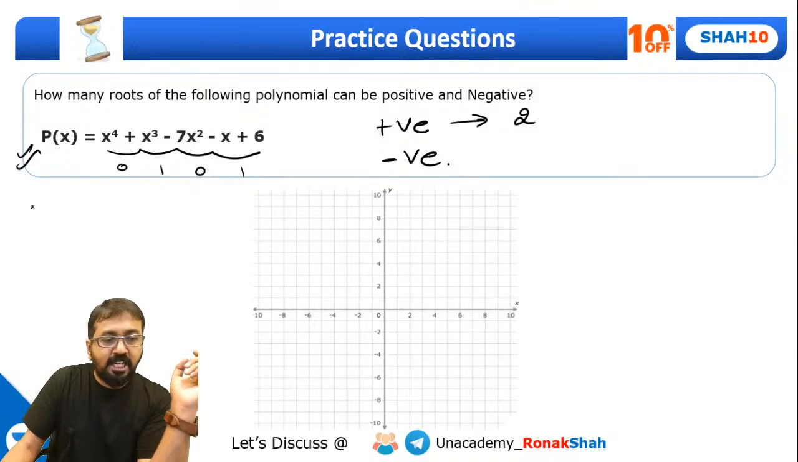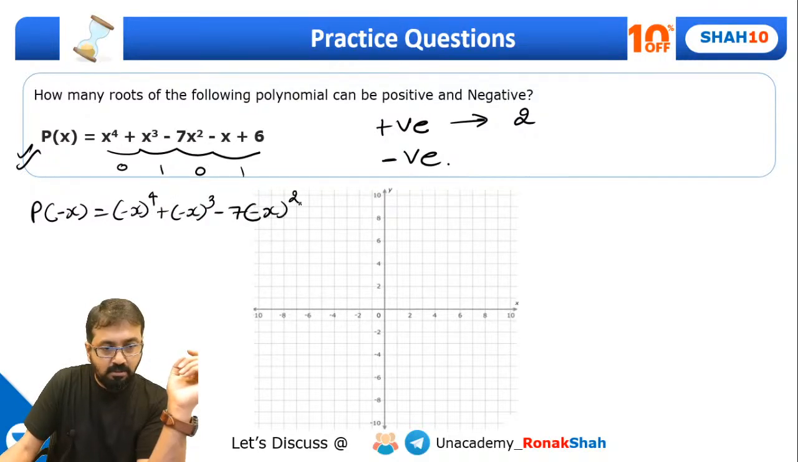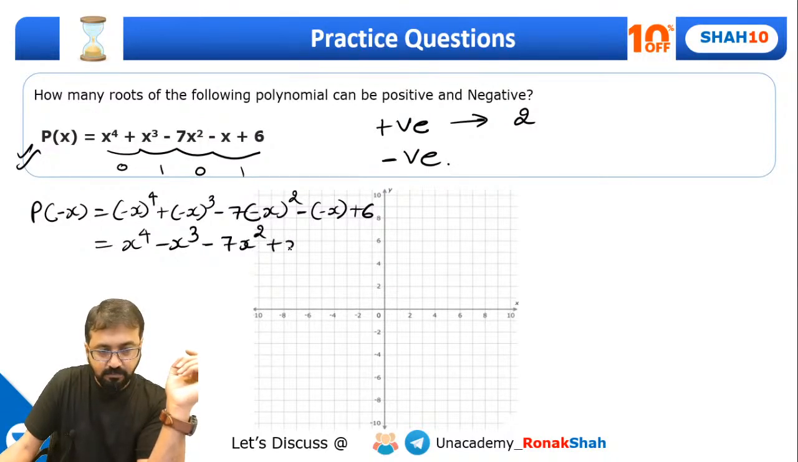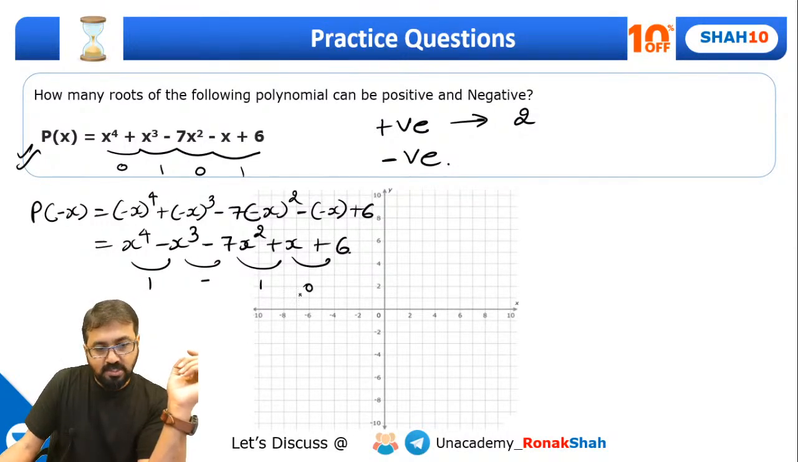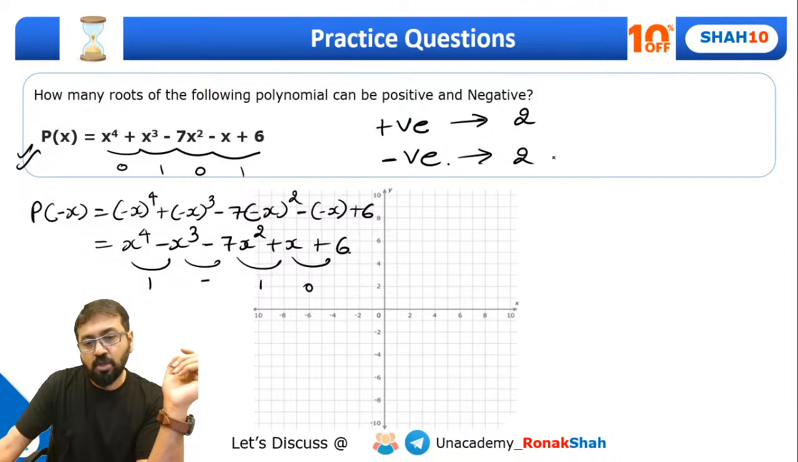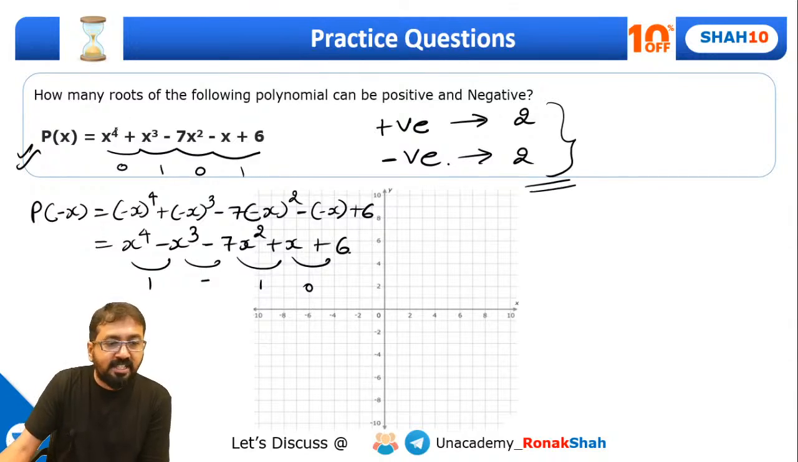Okay, for negative real roots you will have to find out P of minus x: minus x raised to 4 plus minus x cube minus 7 into minus x square minus of minus x plus 6. If I simplify this, it will be x raised to 4 minus x cube minus 7x square plus x plus 6. One sign change, no sign change, one sign change, no sign change. So there can be maximum 2 negative real roots.